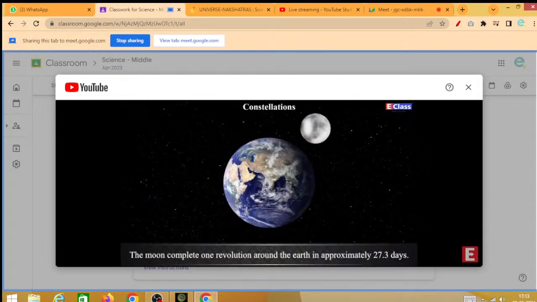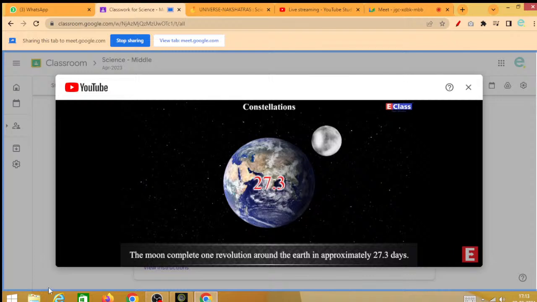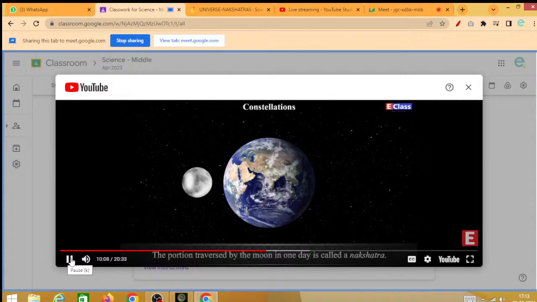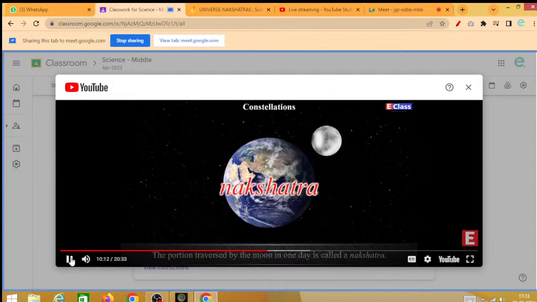Nakshatra. So now this we are starting new. The moon completes one revolution around the earth in approximately 27.3 days. This also we had done last time. The portion traversed by the moon in one day is called a nakshatra. Okay, so the portion traveled in one day is called a nakshatra.